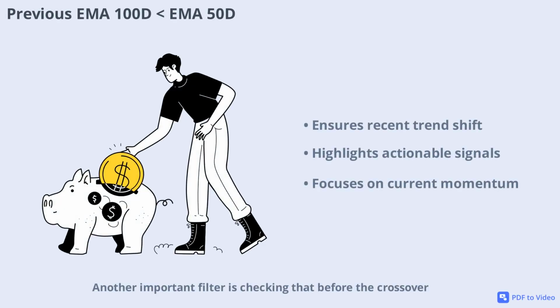Another important filter is checking that before the crossover, the 50-day EMA was above the 100-day EMA. This confirms that the trend has recently shifted from bullish to bearish, making the death crossover more relevant for current analysis. It helps traders focus on stocks where the momentum change is fresh and actionable.